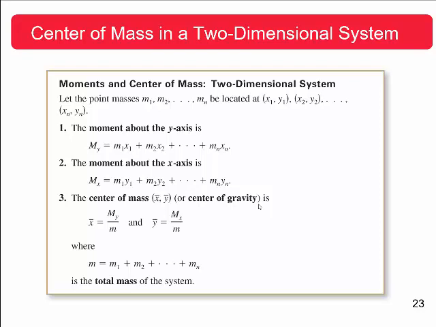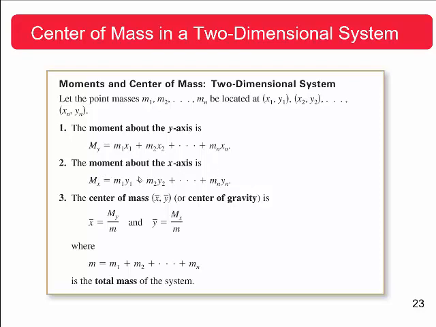So just some quick definitions here. Let the point masses m1 all the way to mn be located at the following corresponding points in the Cartesian plane. Then the moment about the y-axis, note what's a little different: the moment about the y-axis is equal to the mass times the x values, so it works the opposite way you would think. And then the moment about the x-axis is the masses times the corresponding y values. These work the opposite way you would think.